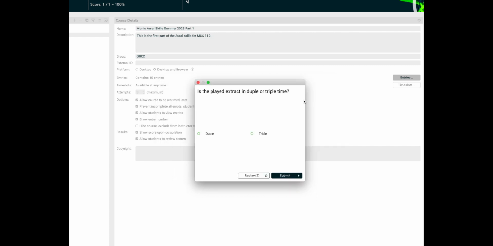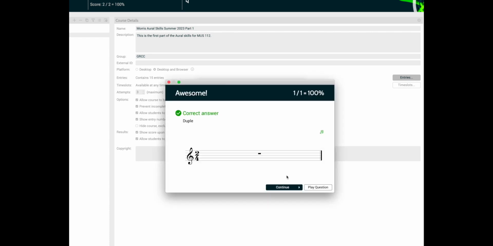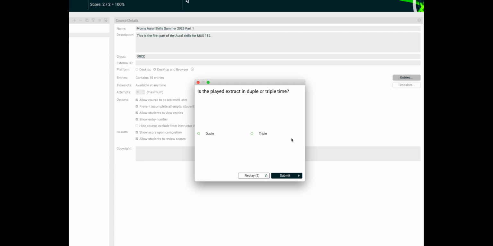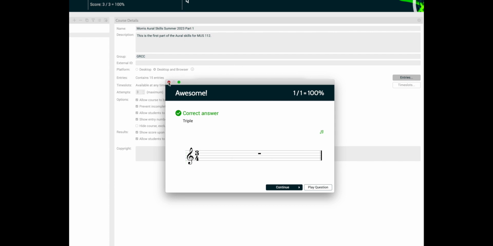1, 2, 1, 2, 1, 2. Okay, I'm pretty sure that was duple. It was. Let's do one more. That feels like triple to me, so I'm going to guess that. Yep. Okay, there we go.